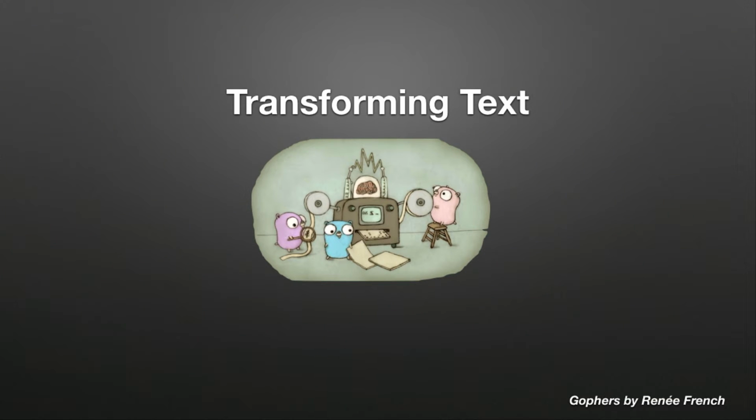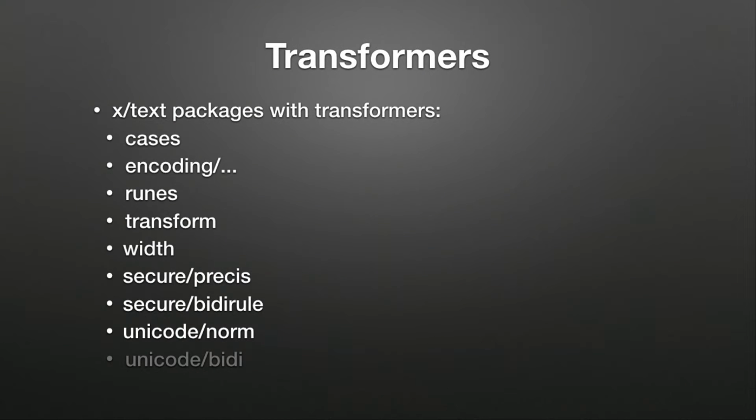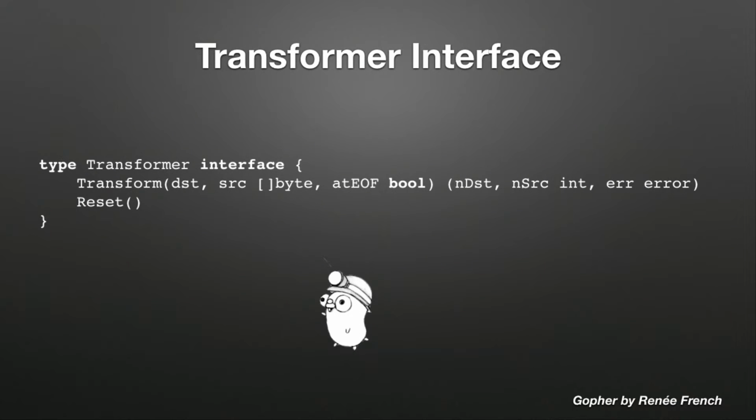So let's look a little bit at text transformers. This is a small grab of the list of packages in the text repo you saw in the beginning that handle transforming. What they have in common, all of them, is that the transforms in these packages implement this interface. This is a very low-level interface. You typically won't need it, but it's good to understand that this is underlying all of it.